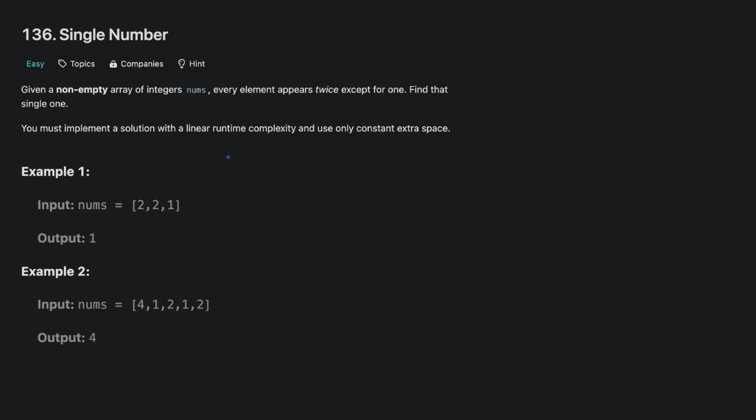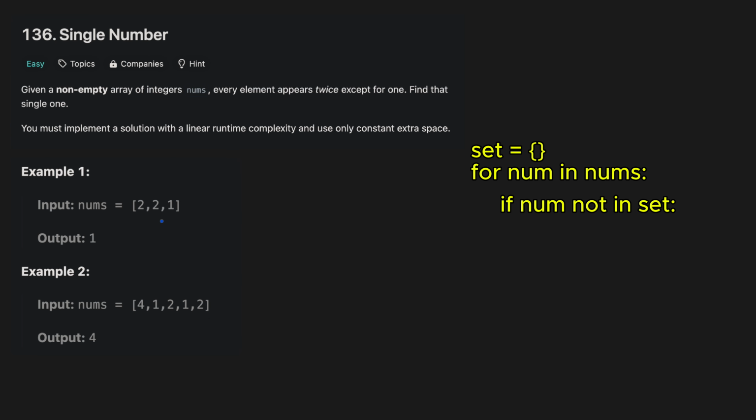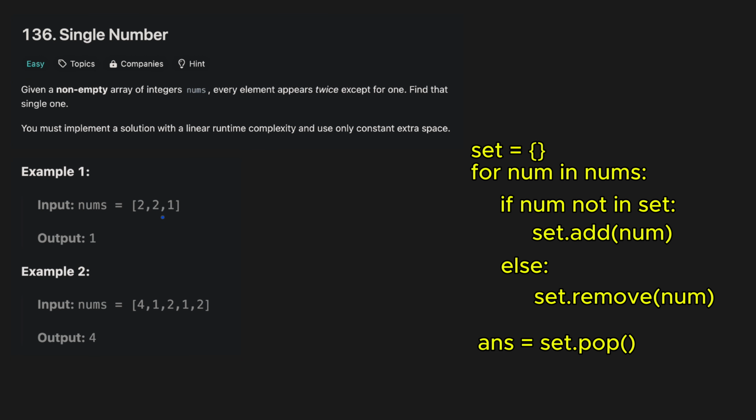Now, in terms of solution, one way to solve this problem, given that we need to check for duplicates, is to use a data structure called a hashset. Then we can just iterate over each element in the array, and if the element is not in the hashset, we add it. But if the element is already present, then we can remove it.